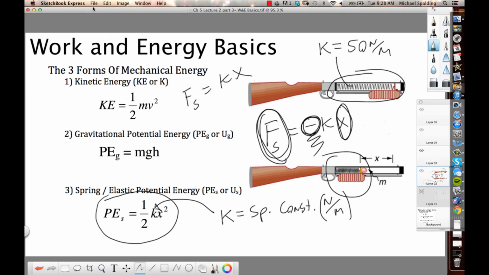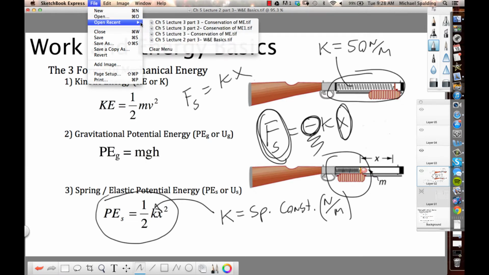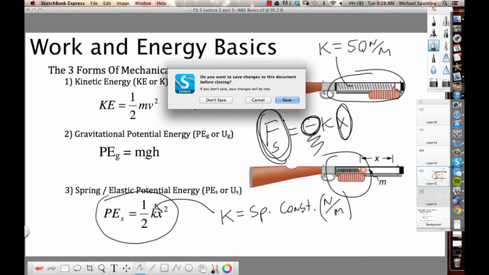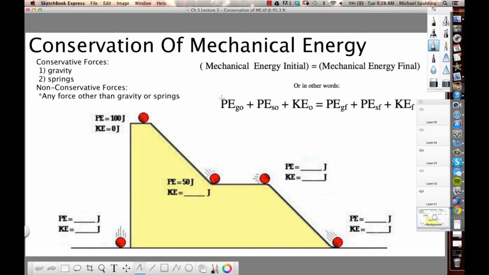All right, so now for the good stuff. You ready? This is good. So we're going to be talking about conservation of mechanical energy. Now, outside this room, you hear the word conservation, right? What does conservation mean? Like people talk about, let's conserve energy, let's conserve water, let's conserve our natural resources. What does that mean outside of this room? To use less water, use less energy.